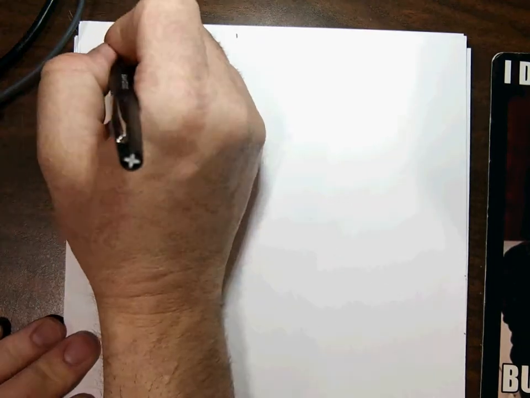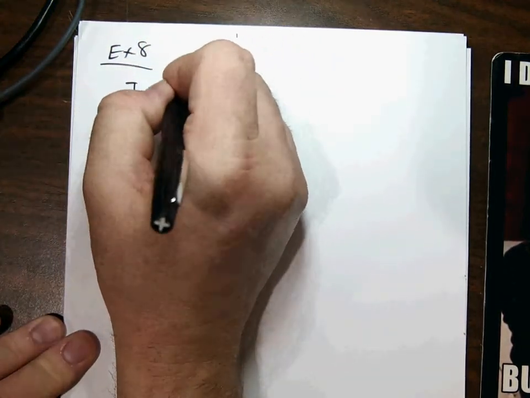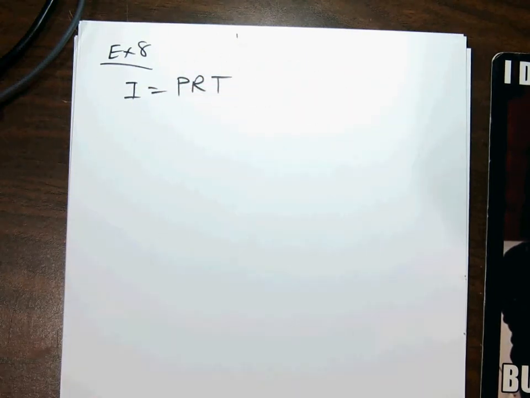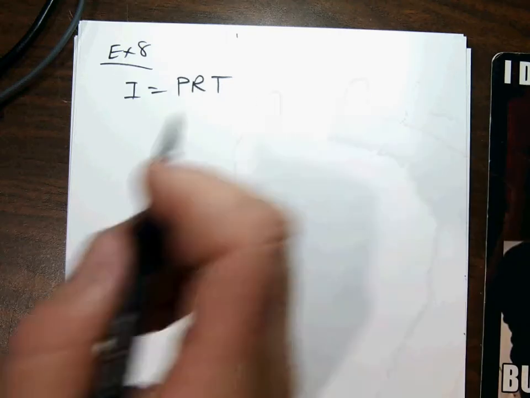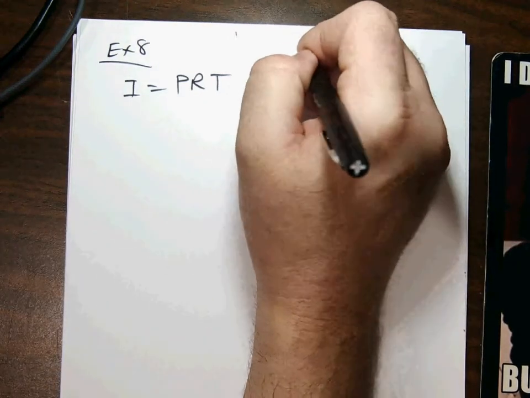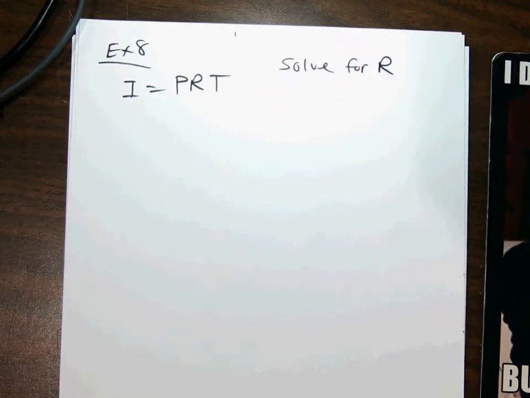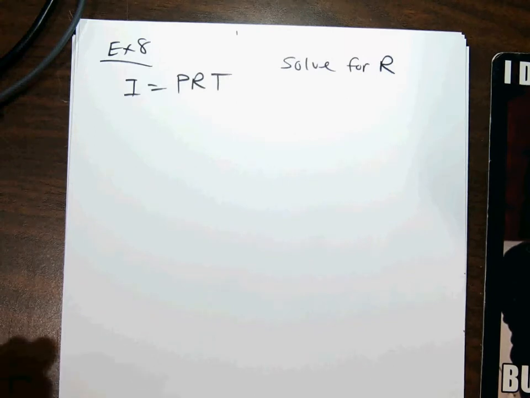All right, let's check out example 8. Good old I equals PRT. We've seen that formula a few times. Interest equals principal times rate times time. However, let's say I know the interest, I know the principal, and I know the time. I don't know the rate. I want to solve for R. Solve for R. Think about it.